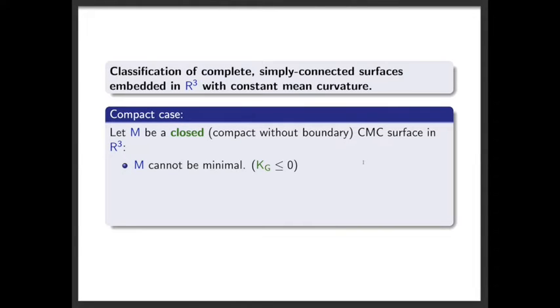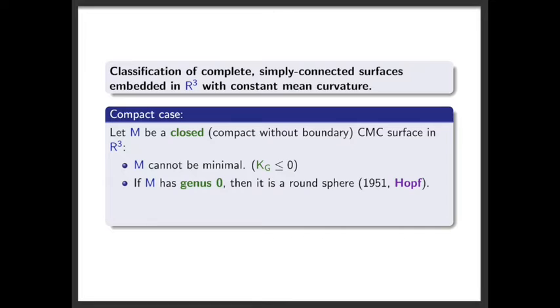Let me briefly talk about the classification of complete simply connected surfaces embedded in R3 with constant mean curvature. What can we say in the compact case? If M is a closed, meaning compact without boundary, CMC surface in R3, then M cannot be minimal, because for a minimal surface the Gaussian curvature is never positive, but if it's compact without boundary, there is always a point where the Gaussian curvature is strictly positive.